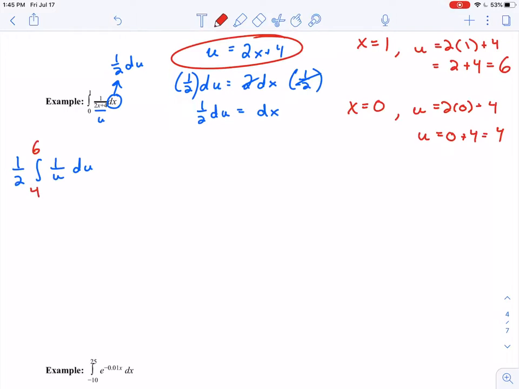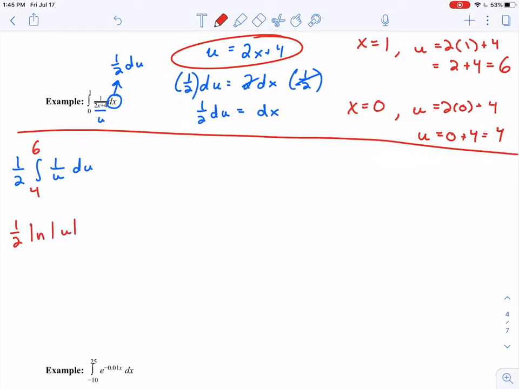And what this means now is that I'm essentially almost starting this problem over. I'm saying, hey, I'd really like to evaluate this definite integral. So when we do that, we'll have 1/2 natural log absolute value of u, evaluated at 6 and 4. And remember, because these are in terms of u already, I do not need to take that 2x plus 4 and plug that back in.